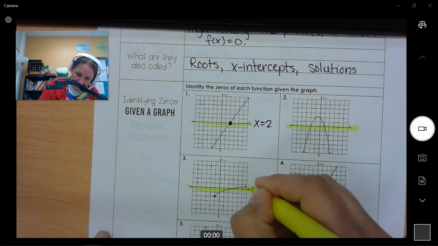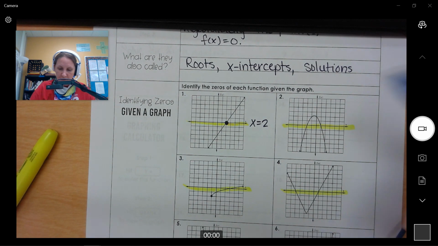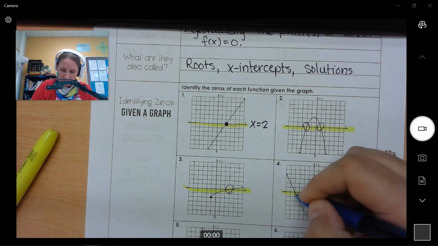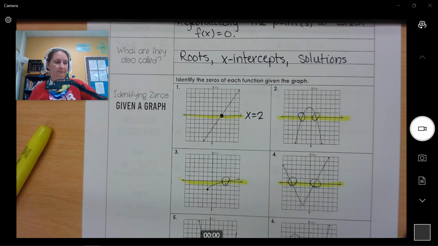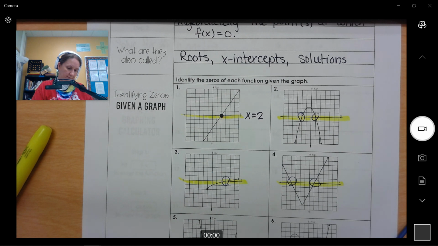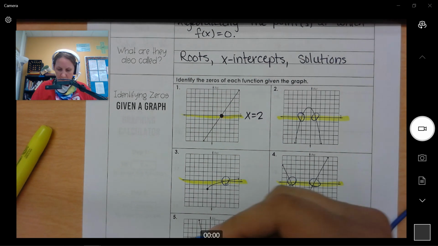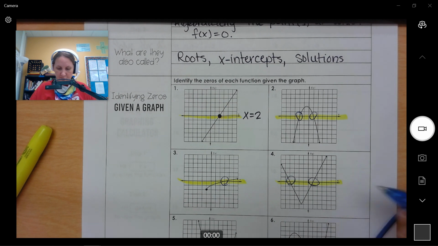So whenever you're looking for zeros, kind of highlight your x-axis mentally or physically and circle any place where it's crossing. And that is your solutions. And so those are all your solutions.